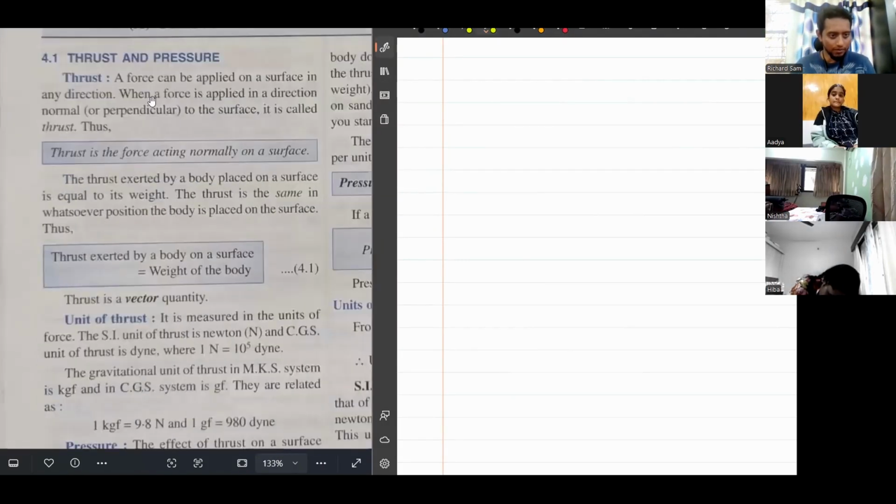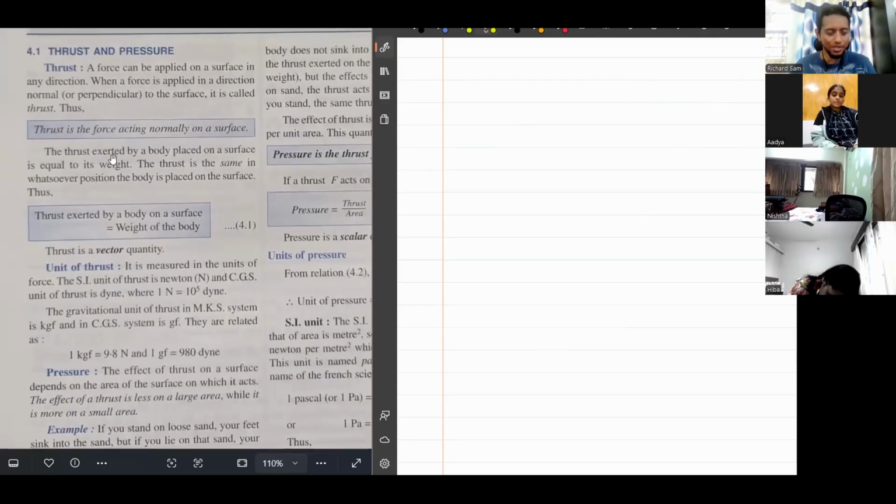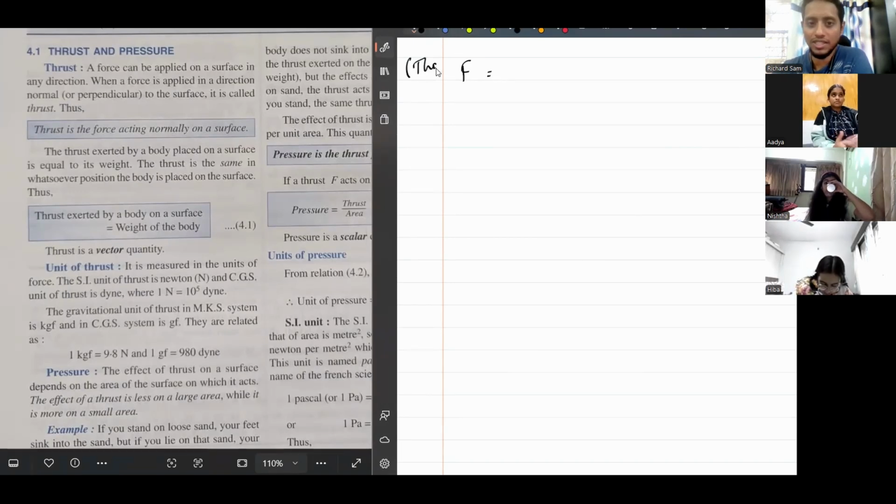Okay, so first we have the topic of thrust and pressure. Thrust is also called force. These two topics were already taught in 8th standard: the definition for force and the definition of pressure. So can you tell me what is force? Thrust or force, they are the same thing. Do you know a definition for it?